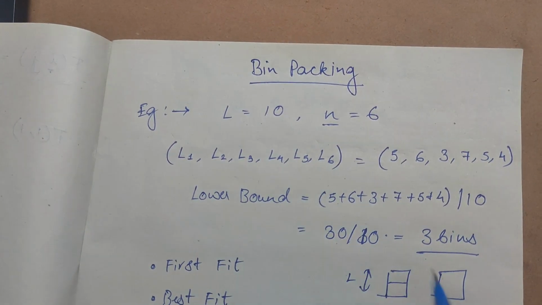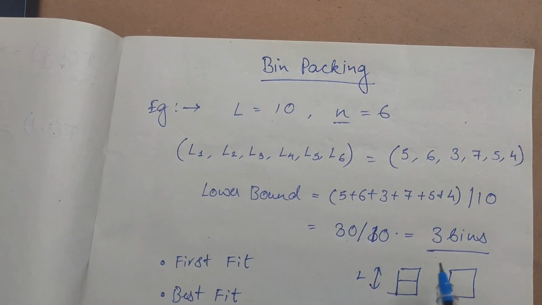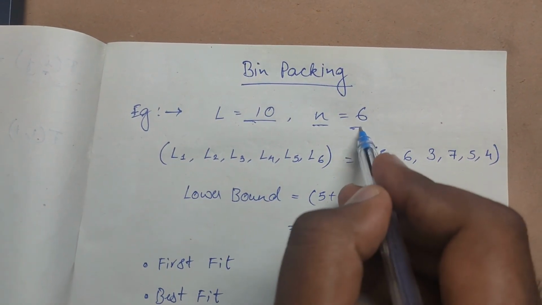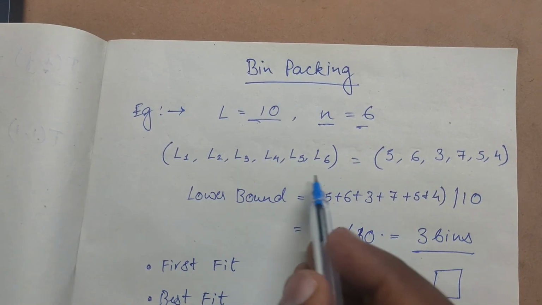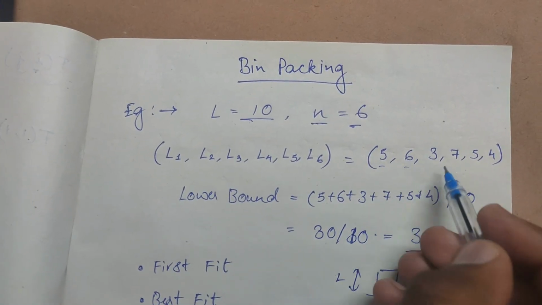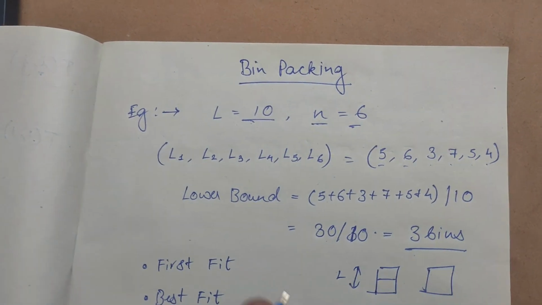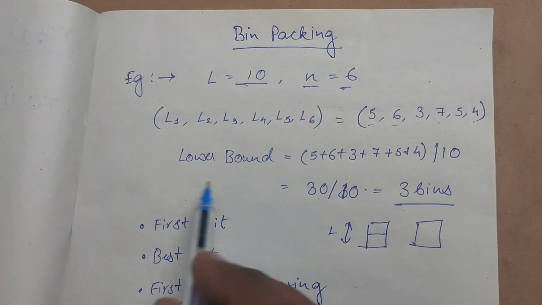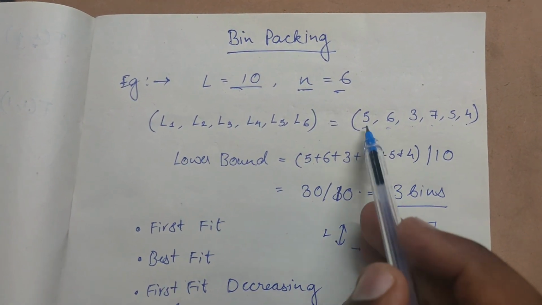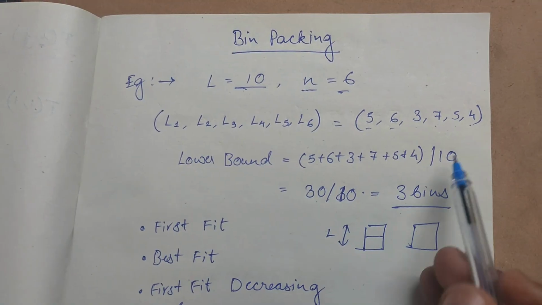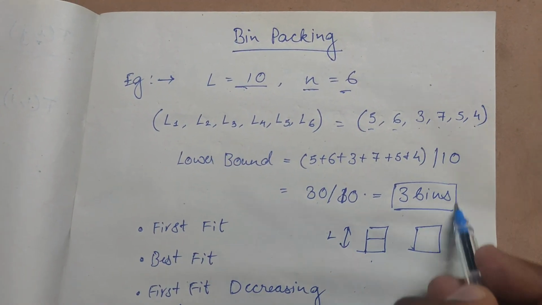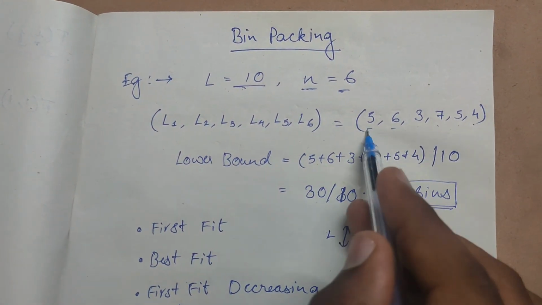Suppose you have bins of maximum height 10, capacity 10, and you have 6 objects, say L1, L2, L3, L4, L5 and L6, and the heights of those objects are 5, 6, 3, 7, 5 and 4. So lower bound means the minimum number of bins which are required. How we calculate it is you add the heights of all those elements and divide by the length of each bin. So you will need a minimum of 3 bins to occupy all these objects.